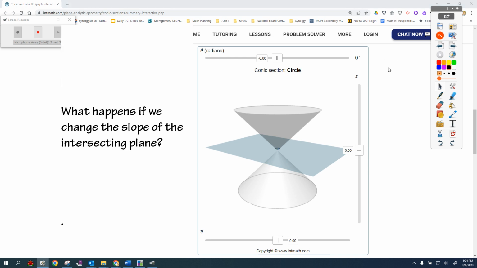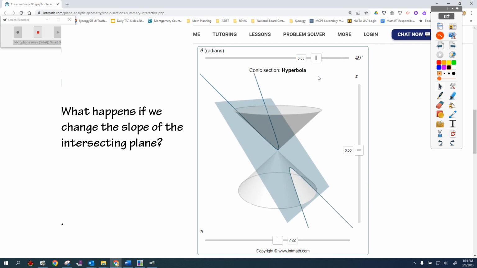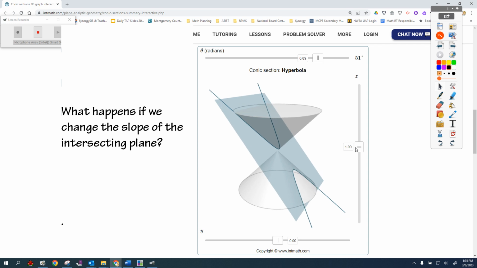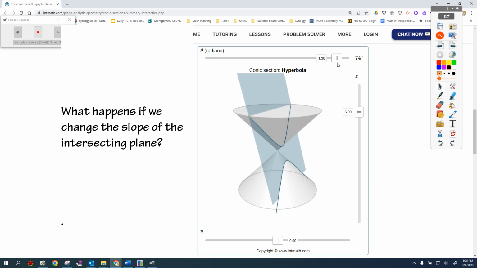So what happens if we change the slope of the intersecting plane? What's going to happen if we do something like this? And notice that I get what is called a parabola. When I get to a certain point, it then becomes a hyperbola. And I can slide this as well, up and down. And depending on what that angle is of the plane that it intersects, it's either going to be what we call a parabola.